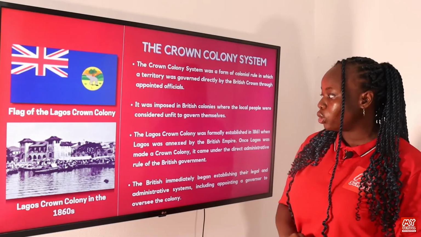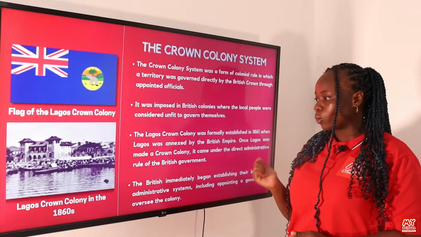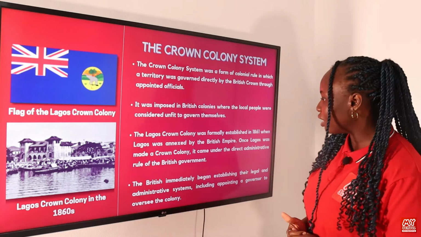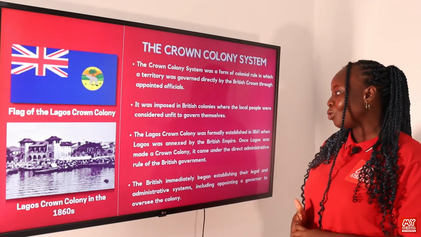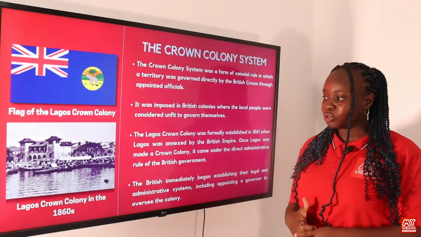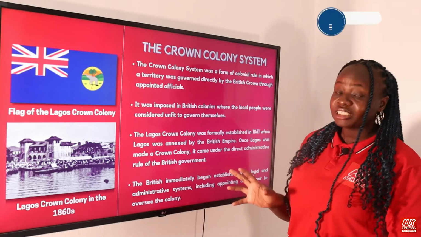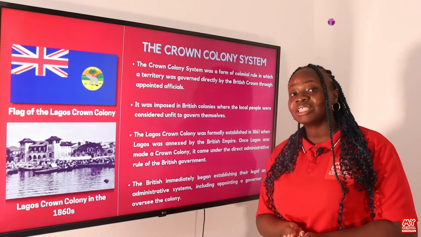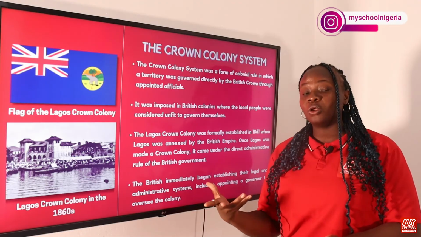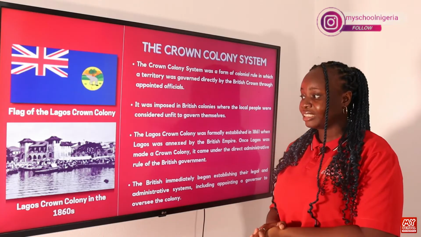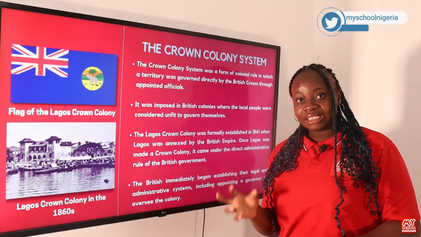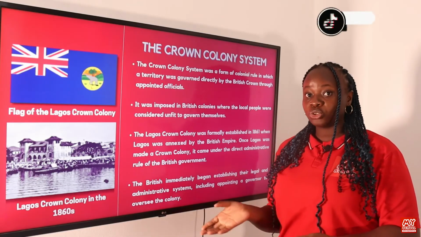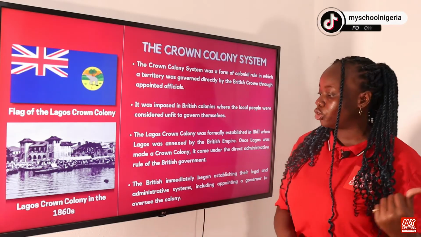So the Lagos Crown Colony was formally established in 1861 when Lagos was annexed by the British Empire. So once Lagos was made a crown colony, it came under the direct administrative rule of the British government. So this is very important because here we begin to see how the laws in Nigeria started to develop. So the first modern laws that were introduced to the Nigerian society were the British laws. The people of Lagos were governed with British laws. So they were punished according to the laws that had been administered by the British society.